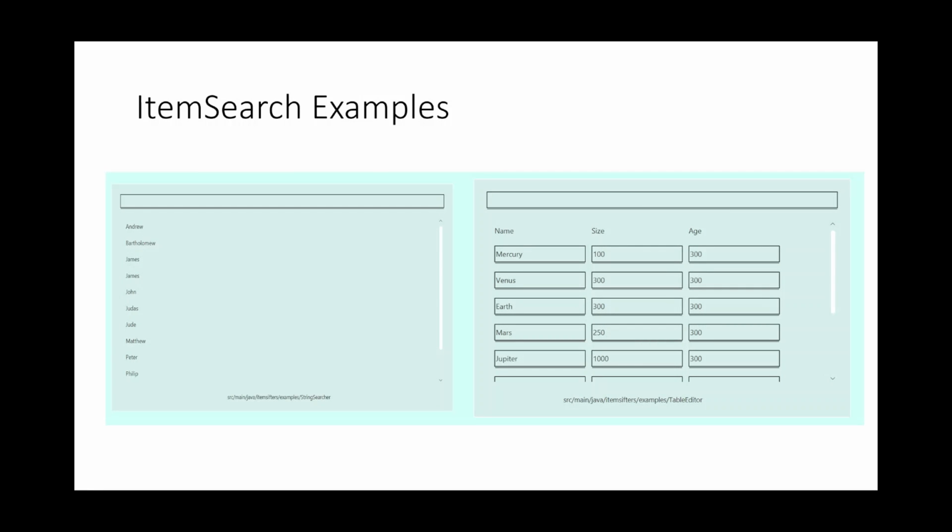On the left, it's a simple string searcher that has just been provided with a bunch of strings, and you can type into the search bar and it'll show you the matching strings. And on the right, it's a table editor. Each item is multi-valued. It has 3 different attributes, and each of those attributes can be edited, and when you press enter on the fields, it'll update that specific item inside of the searcher. So both use the same tool, but one of them is much more powerful than the other.